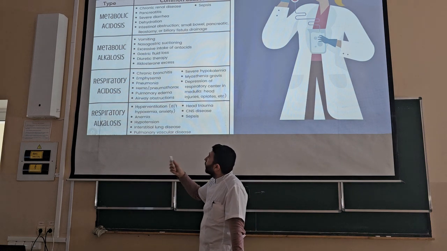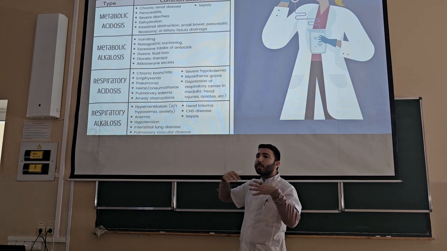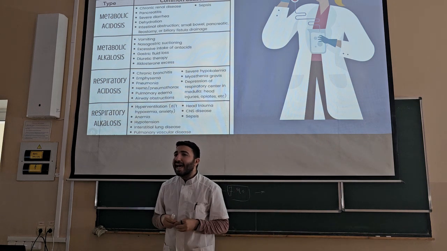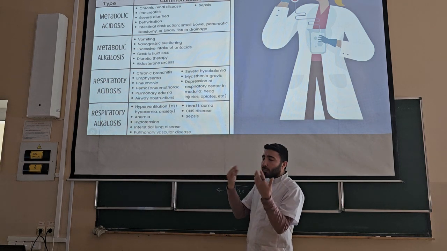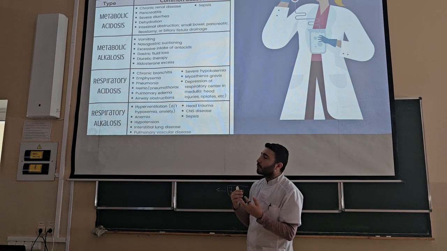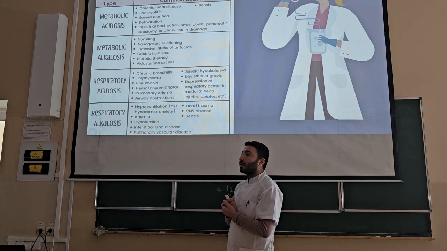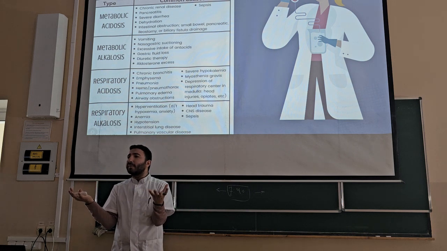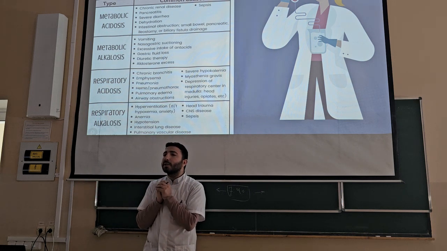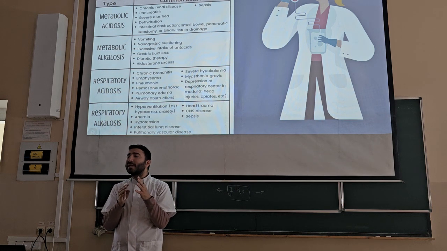In respiratory alkalosis, guys, hyperventilation. We already spoke about hyperventilation, so less bicarbonate. That could also be a cause of respiratory alkalosis. Anemia. In the anemia case, what do you think the reason is? The decrease of red blood cells. Yes, it's anemia, a deficiency in the hemoglobin concentration.